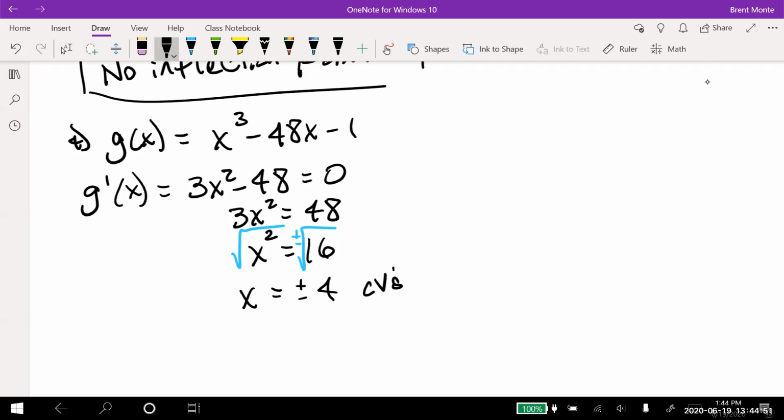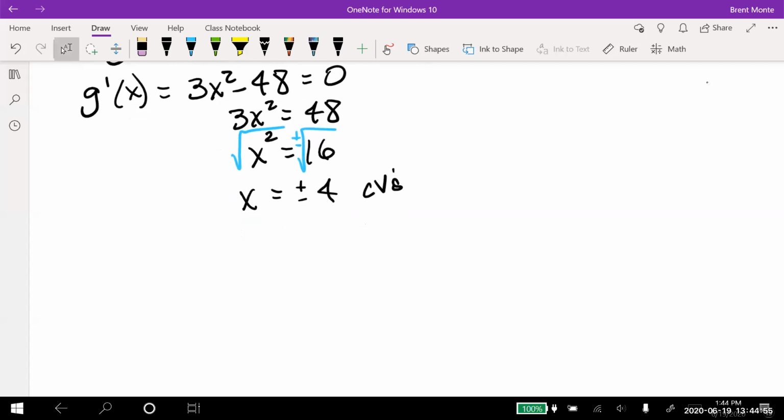But let's go to the second derivative. And I'm going to do this. The second derivative, g double prime of x. Well, we can see the derivative right up there. So the second derivative is just 6x. Set it equal to 0. Divide by 6, I get x equals 0. There's only one place where the second derivative is 0.